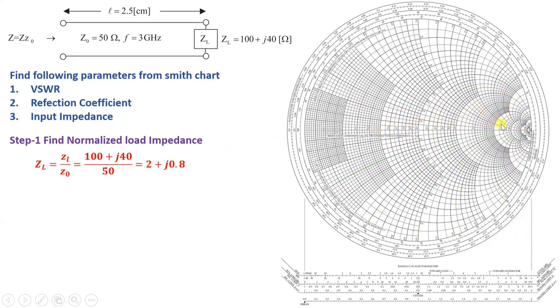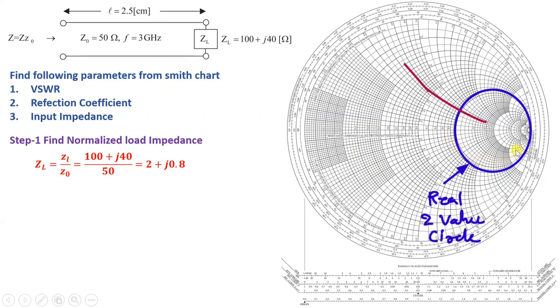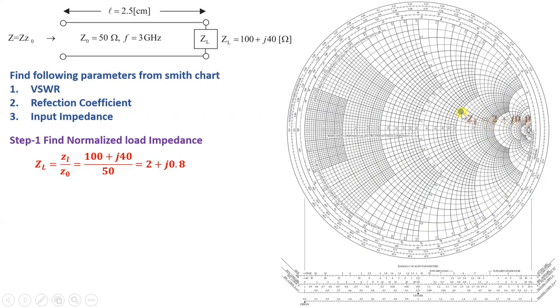So you see the real 2 circle, that is this one, and we need plus J0.8. So 0.8 plus J, that is this semicircle you see, which is plus J0.8. That is intersecting at this point, so this is our ZL, which is 2 plus J0.8.